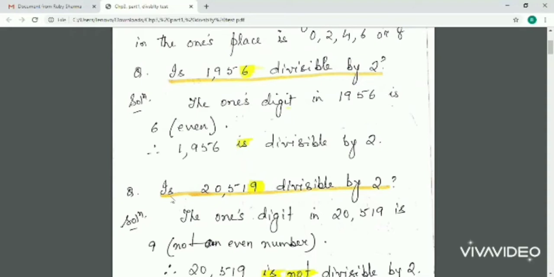Now suppose you have to find out whether this number 20,519 is divisible by 2. You have to check only the last digit. You can underline it, you can circle it, you can highlight it, it's up to you. Then you write the ones digit is 9, which is not an even number. So when the last digit is not even, the whole number is not even. So we write 20,519 is not divisible by 2.